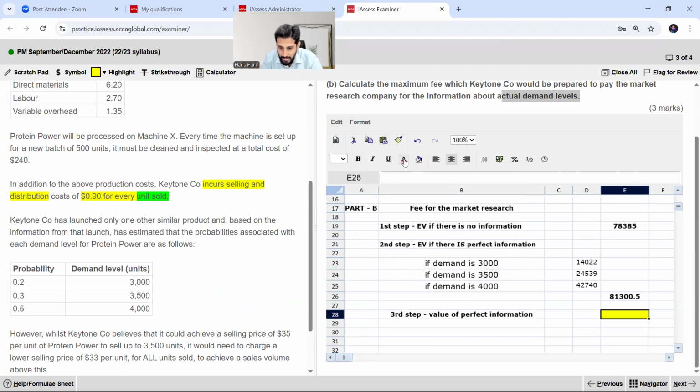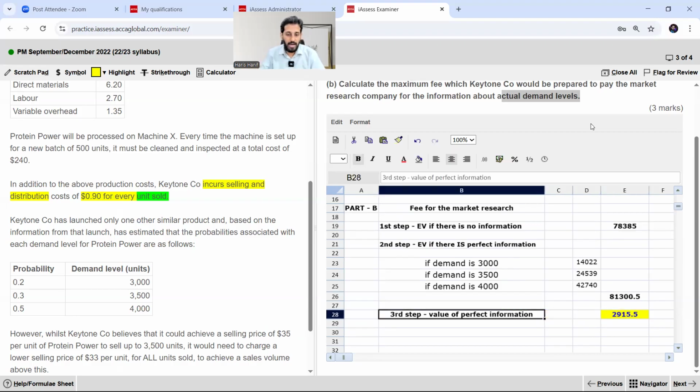Now the third step would be the value of perfect information, and how to calculate it. See, again, with no information there is a benefit of 78,000. With perfect information, the benefit is 81,000. So what's the difference? The difference is the additional value of perfect information. So this figure minus this figure, right? 2195, or you can round it up to 2196.